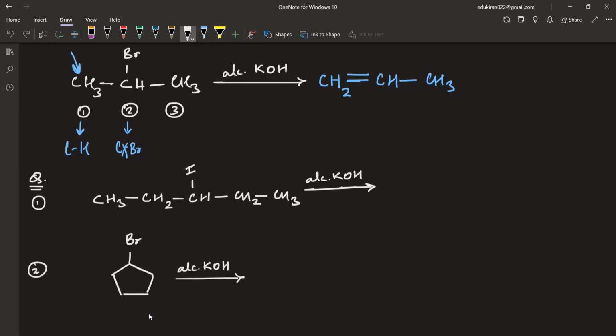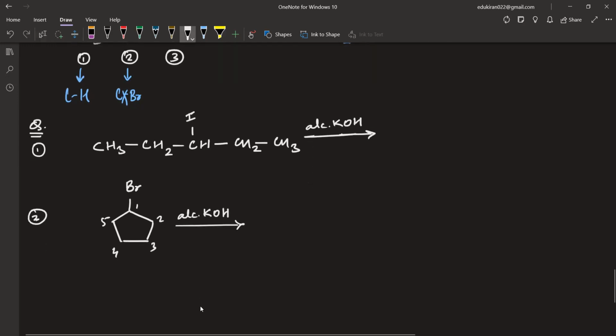You know this, right? If I mark the carbons 1, 2, 3, 4 and 5. So you know from which carbon we will break the halogen? Tell me, where will the C-X bond break first? First carbon. So you know that the important carbons are the adjacent ones, right? Yes or no? Yes. Hydrogen will be removed either from here or from here. Now tell me, are both the same? Yes.